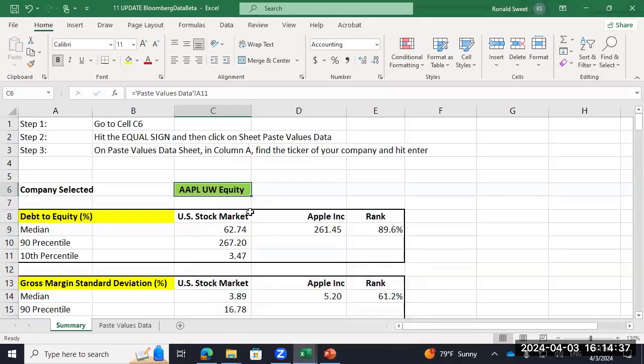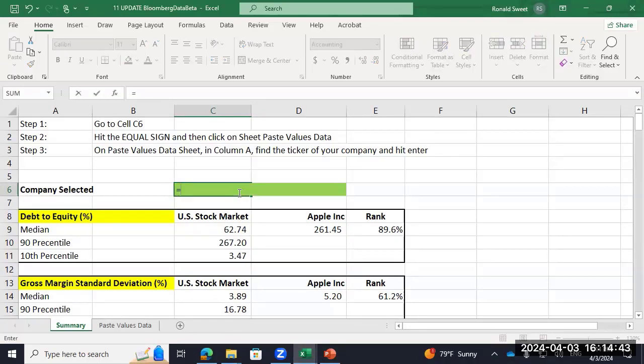So you said that you gave us that document? Yeah, it's on Canvas. All right, I'm looking at it.